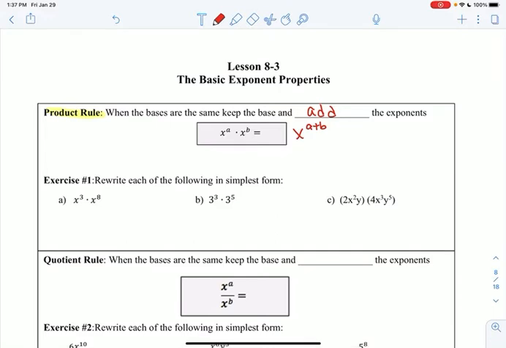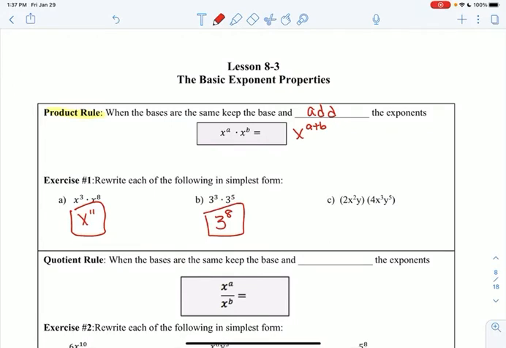So looking at exercise 1, we just want to write these in simplest form. As long as the bases are the same, the bases are your x's, you keep the x, add the exponents. 3 plus 8 is 11. For b, 3 is your base. So I'm not multiplying 3 times 3 is 9. 3 is the base, so I'm keeping the base of 3 and I'm adding the exponents. 3 plus 5 is 8.